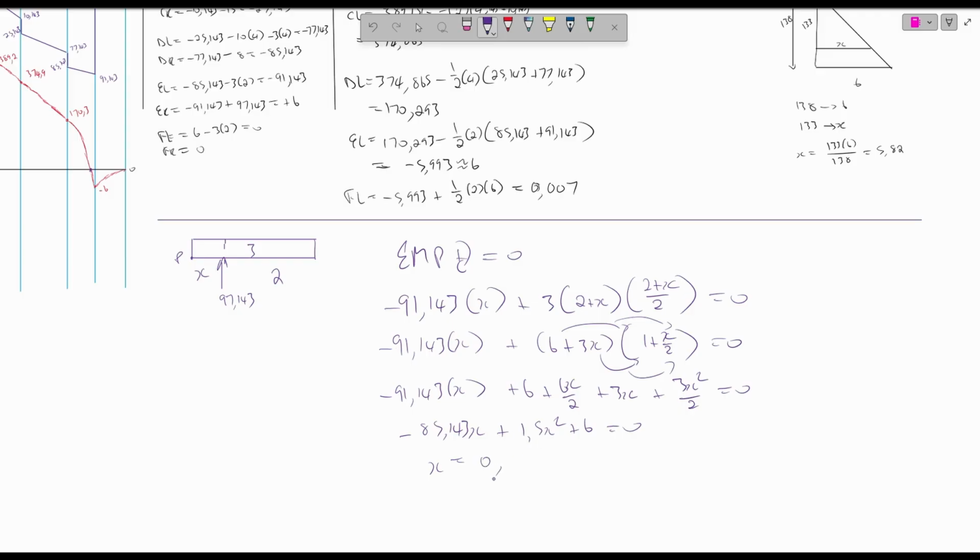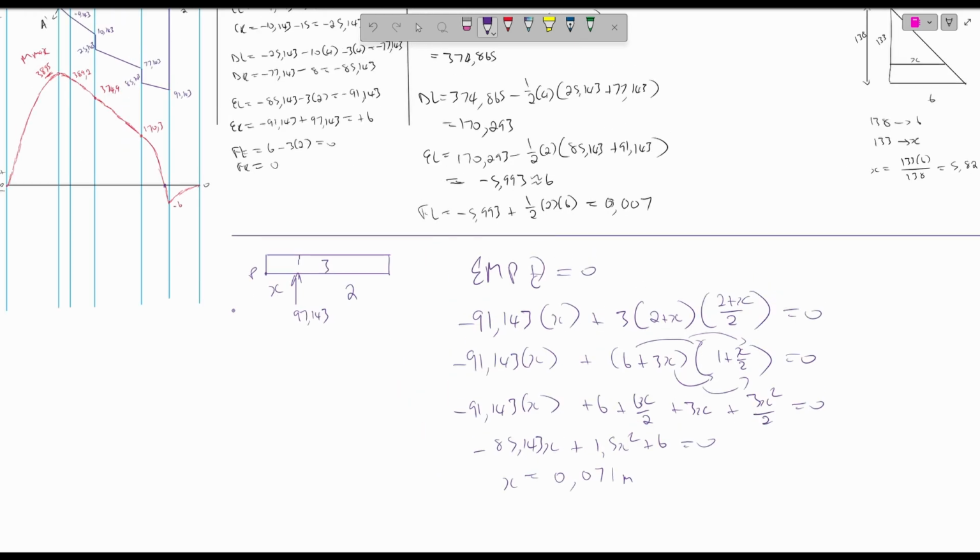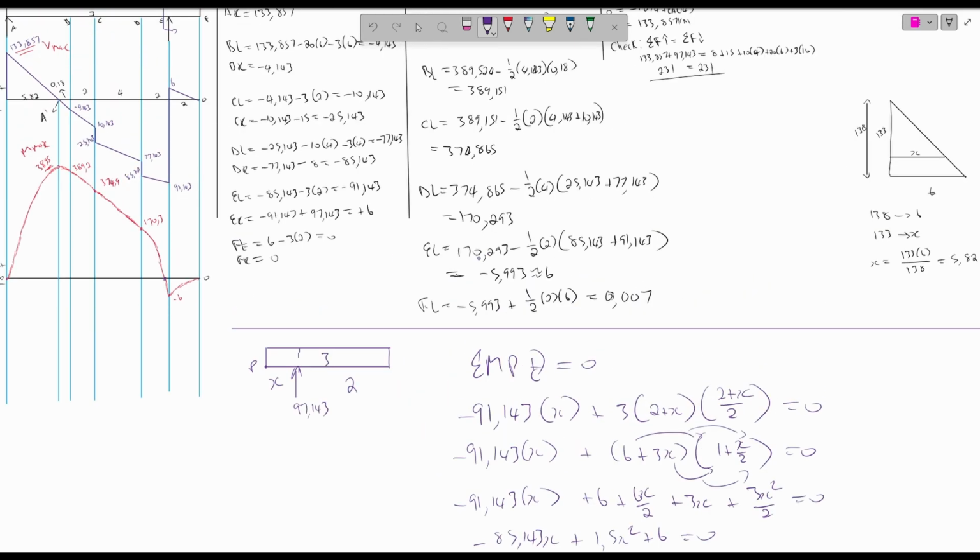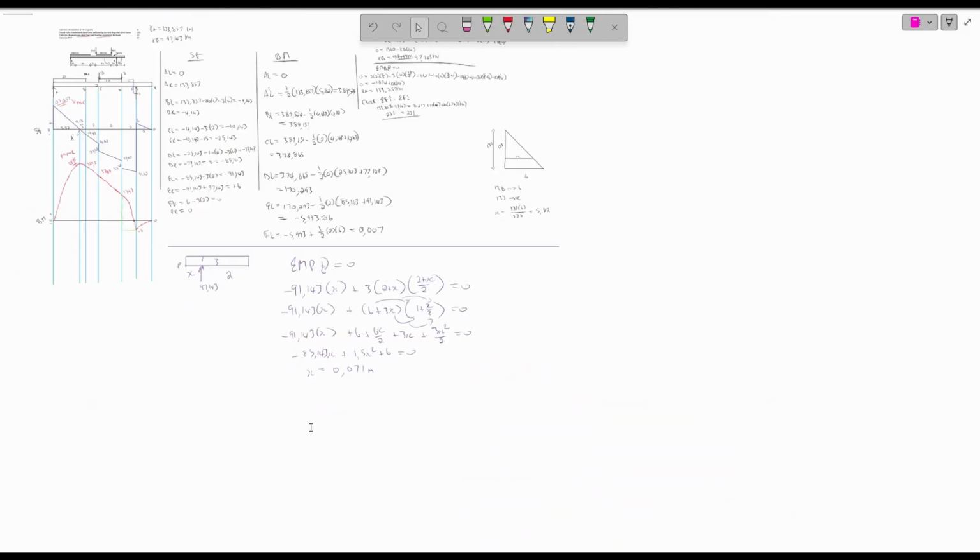In your calculator, 0.071 meters, which is your x. And you can see how small that point is, meaning it's correct. That's it for the video.